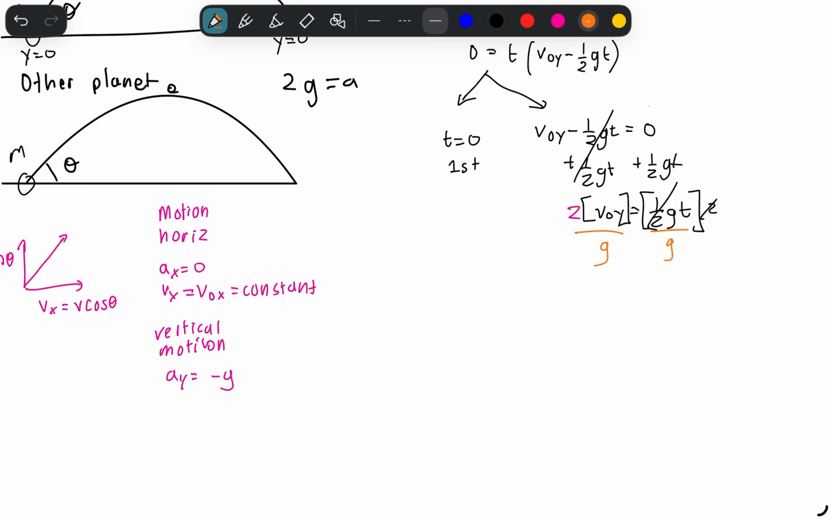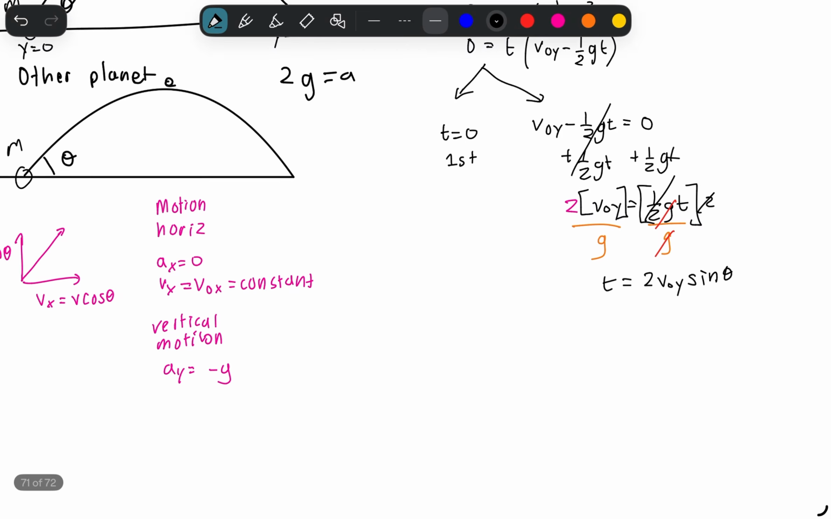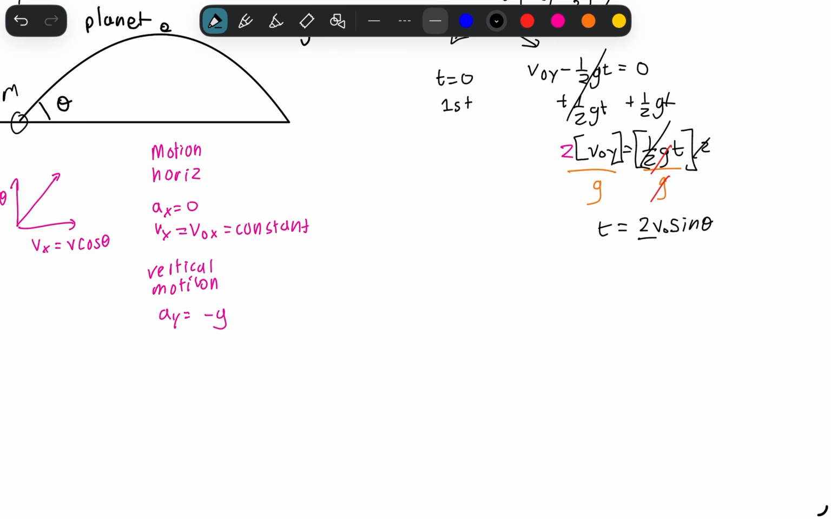Now our t is equal to 2 times our v initial in the y direction, because v initial y is also equal to our v initial sine theta without that y component. So this is 2 v initial sine theta divided by our gravitational constant g. So this is going to be when we are on Earth.